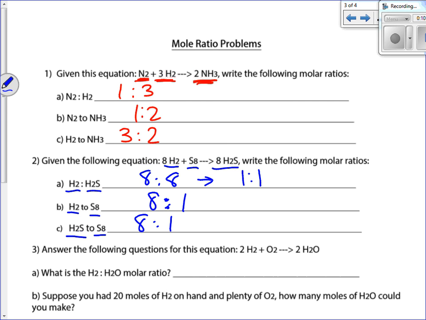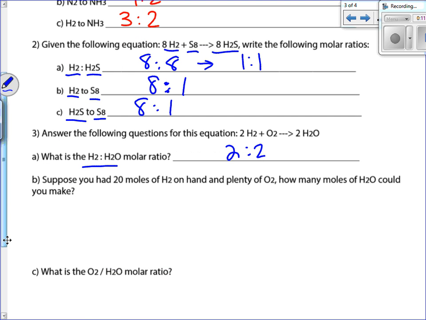So, number 3, answer the following questions for this equation. What is the H2 to H2O relationship, mole ratio? 2 to 2. Good. Now we're going to use this in setting up our first set of conversions. Suppose you had 20 moles of H2 and plenty of oxygen, so you have plenty of the other reactant, how many moles of water could you make?